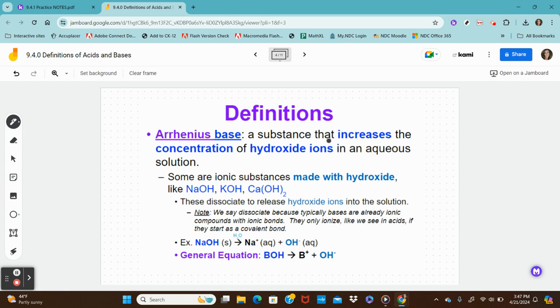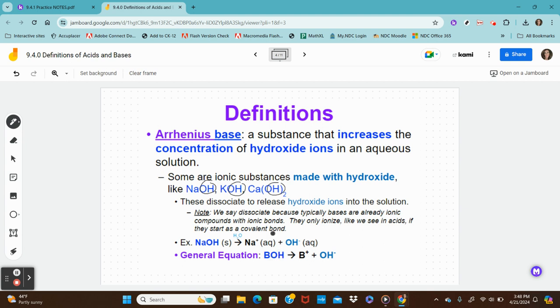Arrhenius bases are going to increase hydroxide ion concentration. So what we're looking for a lot of times is OH. You'll see the OH at the end here, and you'll always see a metal to start out with. This is a metal hydroxide, and they're going to release hydroxide ions in the solution. We say dissociate because typically bases are already ionic compounds, so they only ionize, like we see in acids, if they start as a covalent bond. So sodium hydroxide in the presence of water is going to break up into sodium and hydroxide, and here's my generic equation.